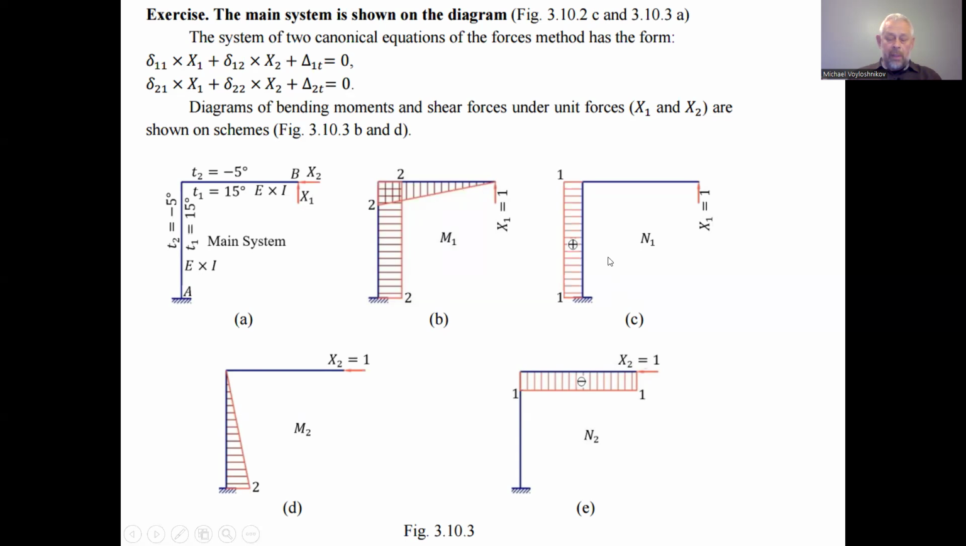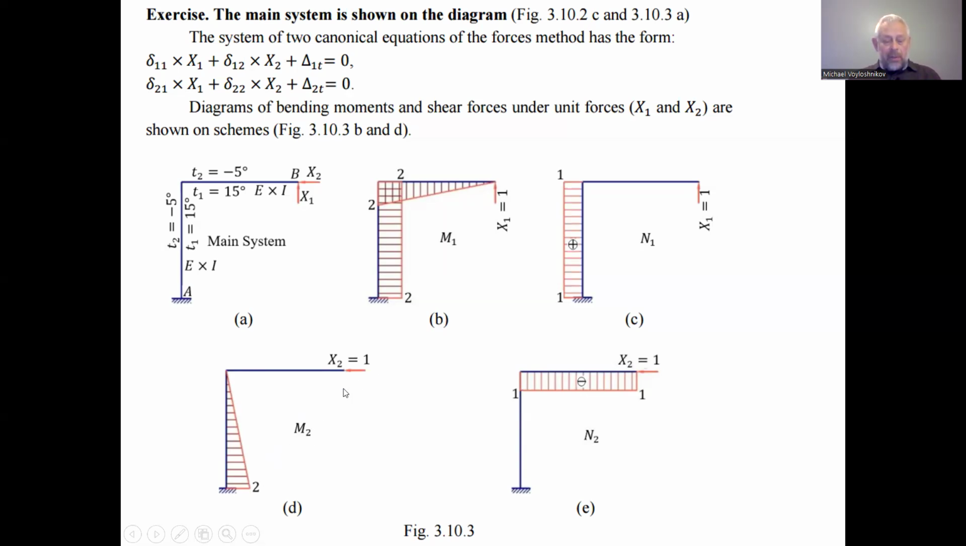Besides, in figure 3.10.3 we can see the diagram of the longitudinal forces. The unit force x1 does not cause longitudinal forces in the horizontal part of the mechanical system, but in the vertical part we have an even distribution of the force equal to 1, as we have a unit force equal to 1. Under the action of the unit force we need to determine the displacements, the lower case deltas for the canonical equations, as the factors in the summands.